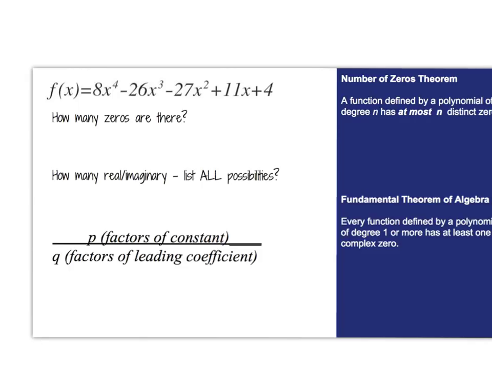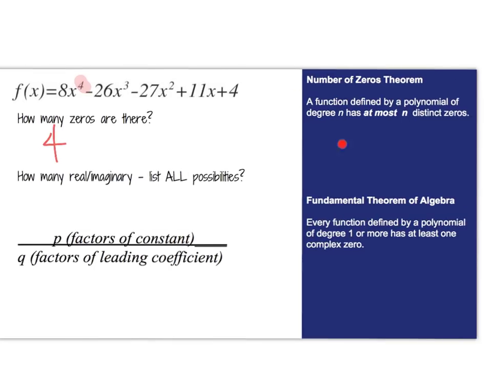First question, how many zeros are there? Well, the answer to that is simple. There's going to be 4. Whatever the degree of the polynomial is, there will be that many zeros. And that is called the number of zeros theorem. So that shows up over here. A function defined by a polynomial of degree n has at most n distinct zeros. So it can have at most 4 distinct zeros.